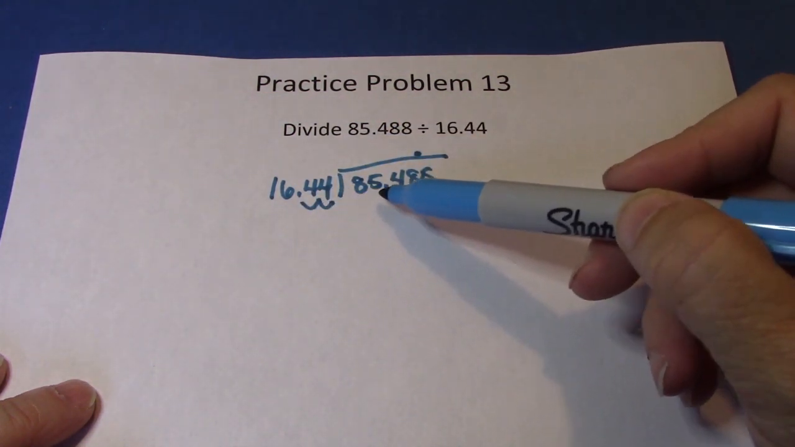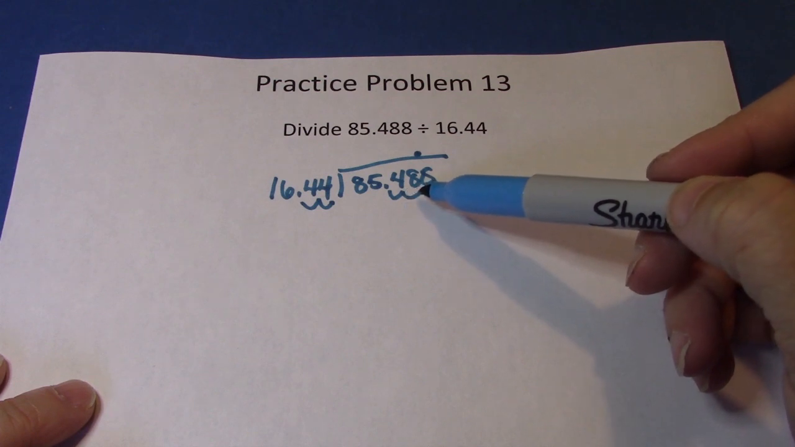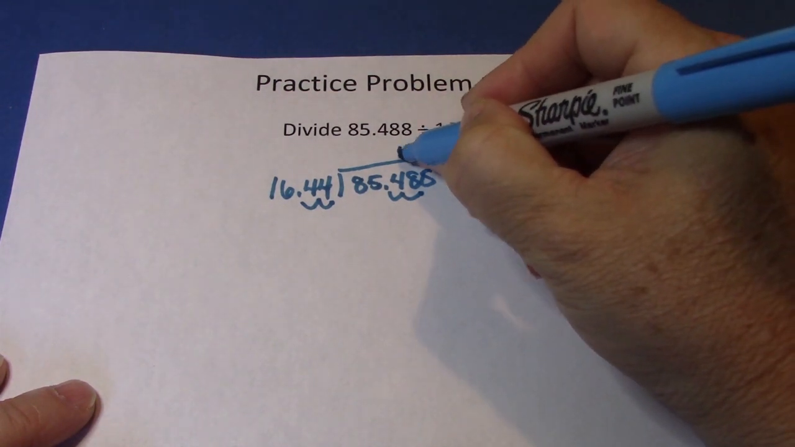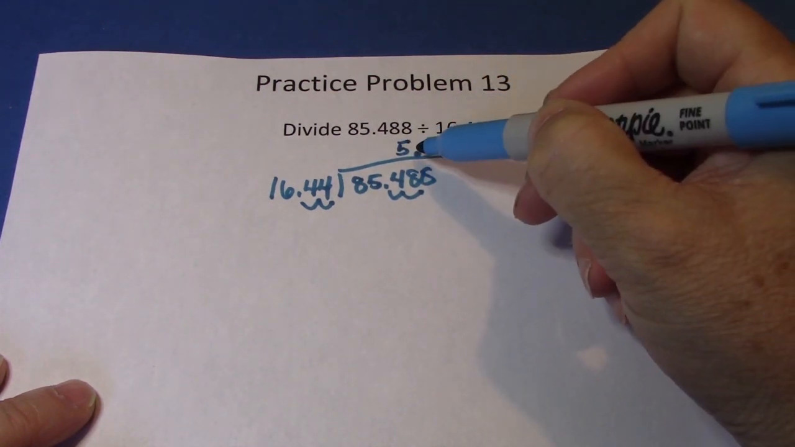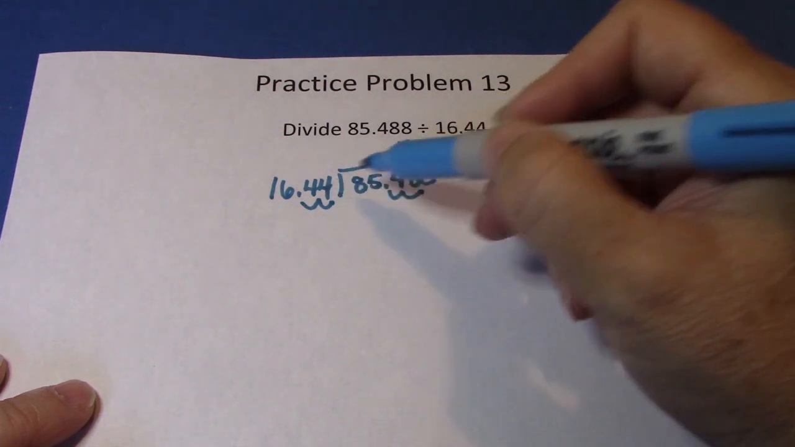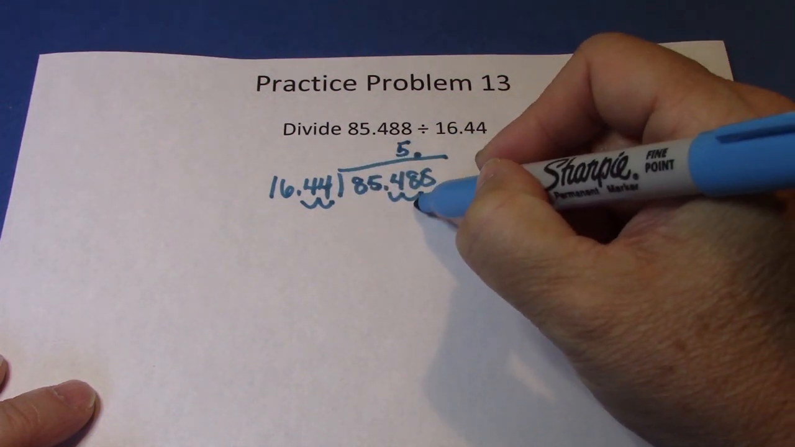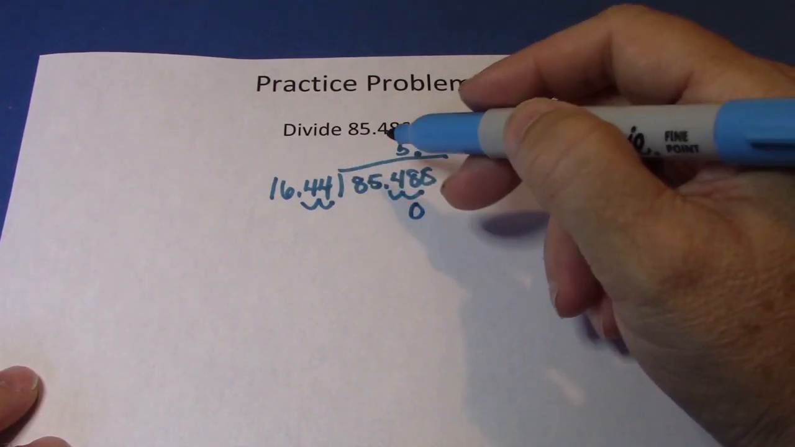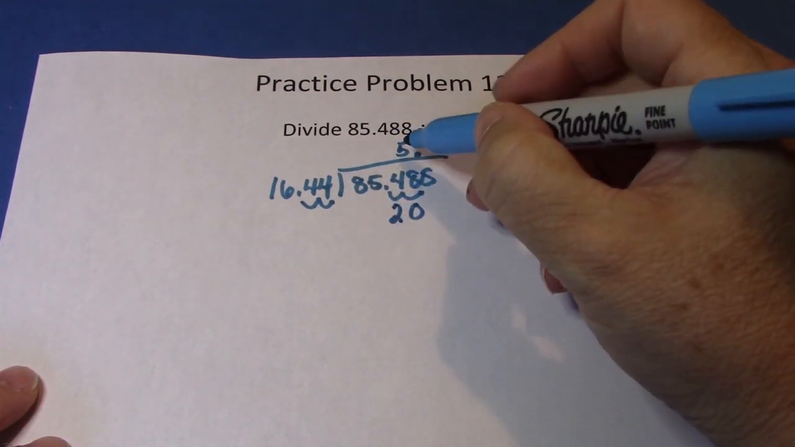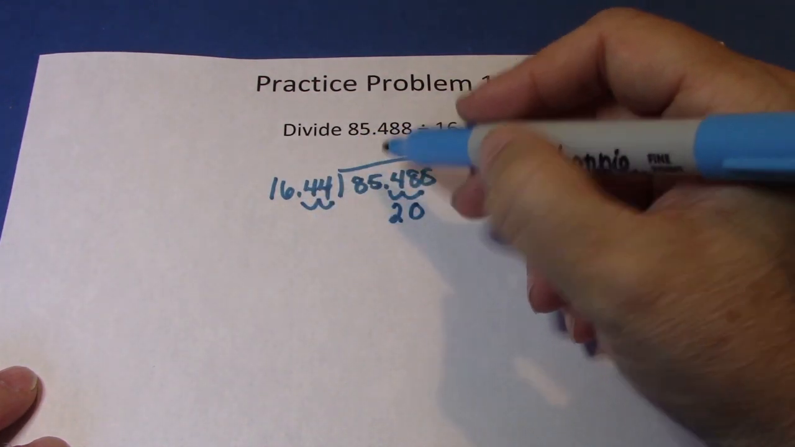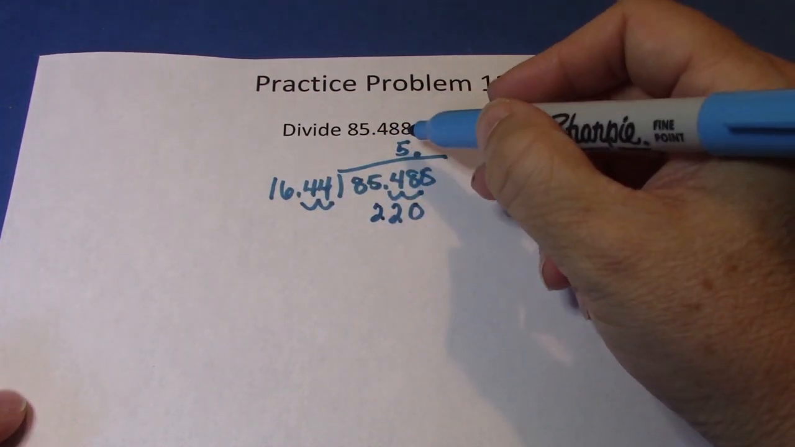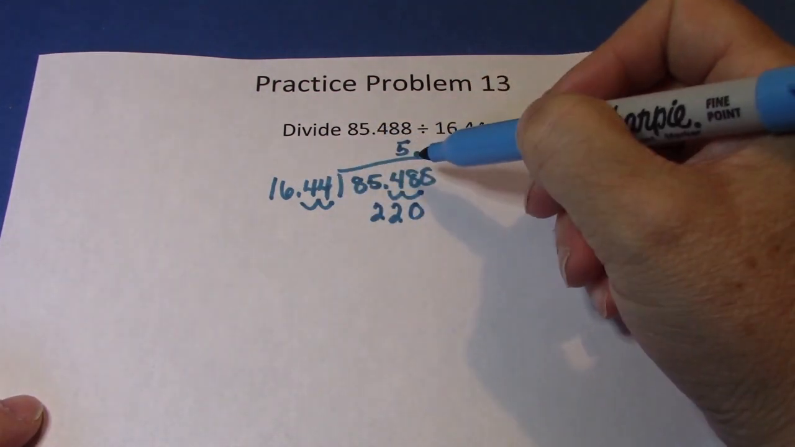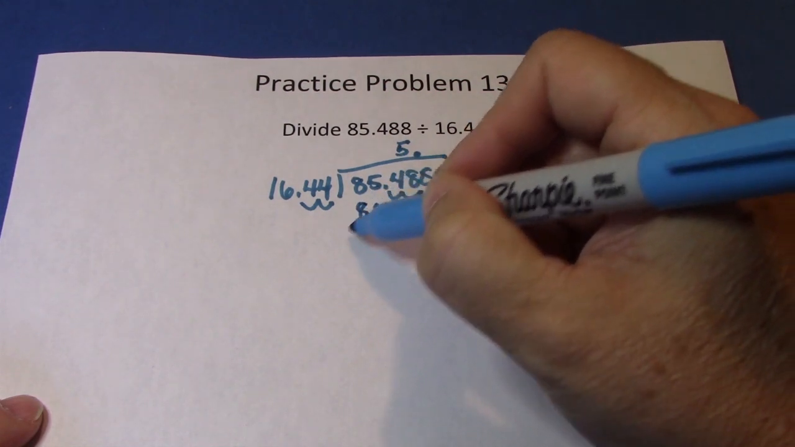1,644 doesn't go into 8, 85, 854, but it will go into 8,548. And let's try about 5 times. So now we multiply. 5 times 4 is 20, putting down the 0, carrying 2. 5 times 4 again is 20, adding on that extra 2. 5 times 6 is 30, carrying that extra 2. Now we've got 3 to carry. 5 times 1 is 5, plus those extra 3 is 8.